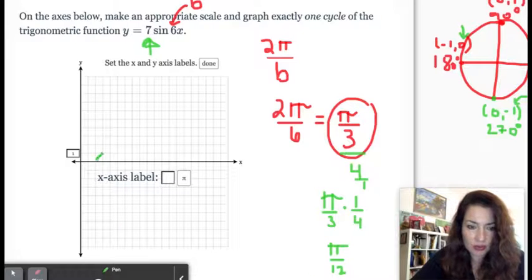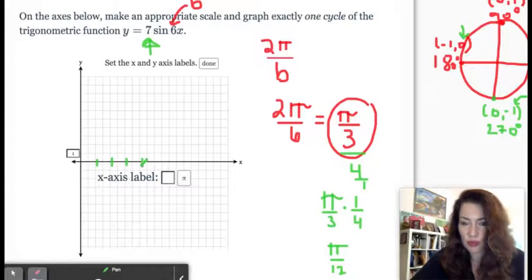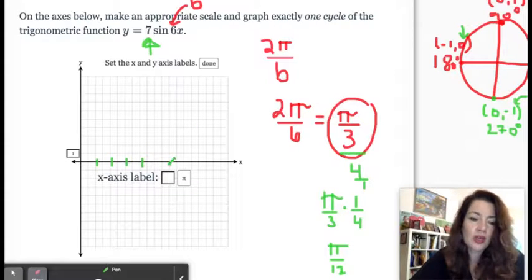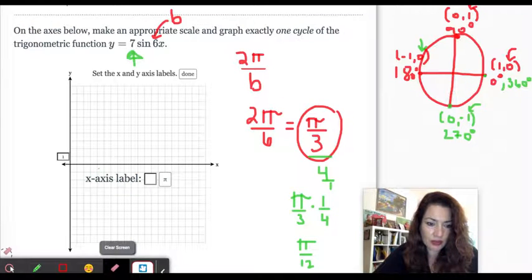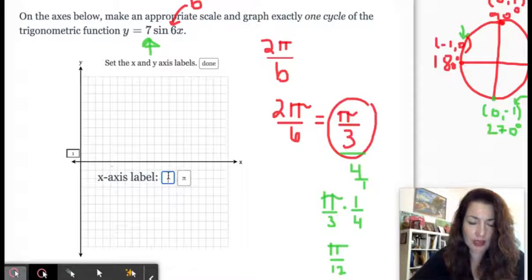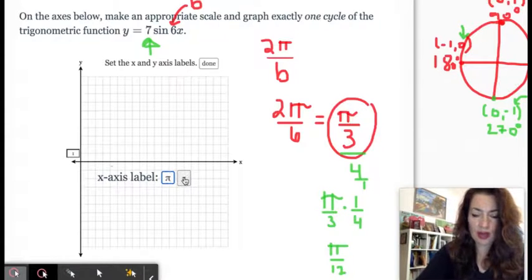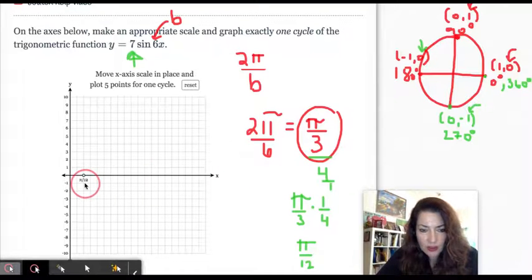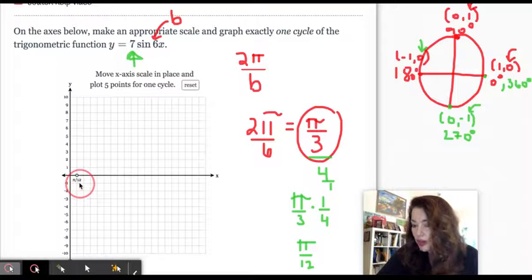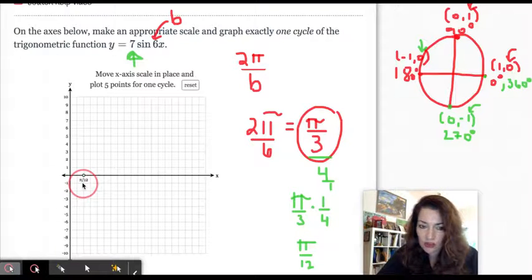So if I label this graph right here, let's say every 2 units is pi over 12, I'm going to get pi over 12, 2 pi over 12, 3 pi over 12, 4 pi over 12, which is pi over 3. So let's go ahead and label the graph by pi over 12. Once I do that, it's up to you how you want to scale it. If I want to scale pi over 12 every square, that's fine. Or every 2 squares, that's fine too.